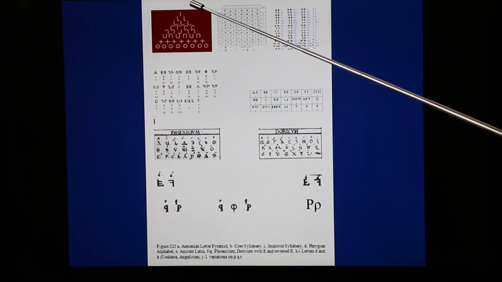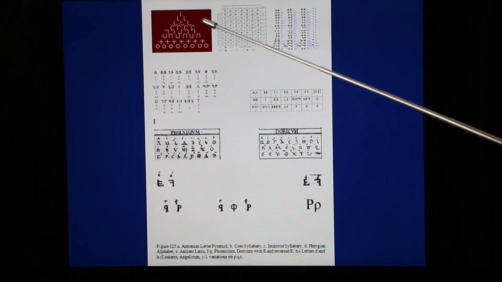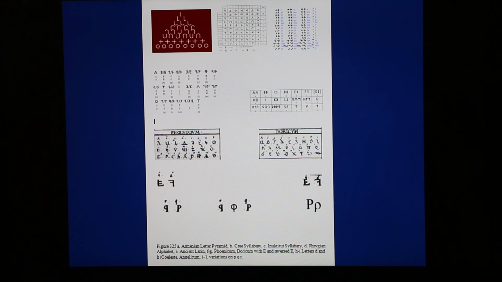And finally, coming back to this, this is the Armenian letter pyramid, and I told you that you take basic shapes and then you mirror them and you create new letters. And that was one of the basics of how you do the Cree syllabary and also the Inuktitut, which is the alphabet or the syllabary of the people that we now call, or we used to call, the Eskimos.